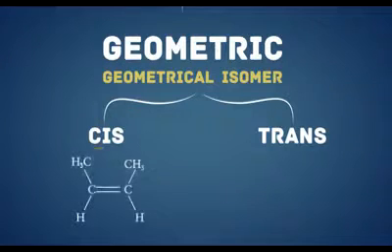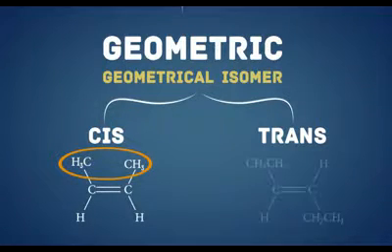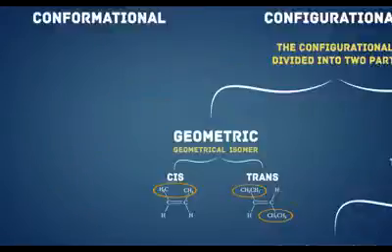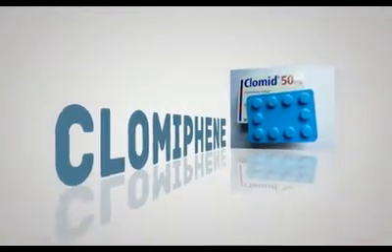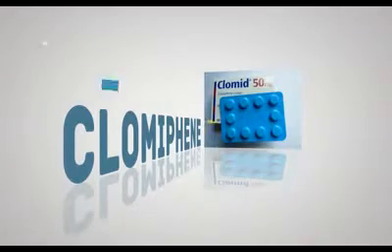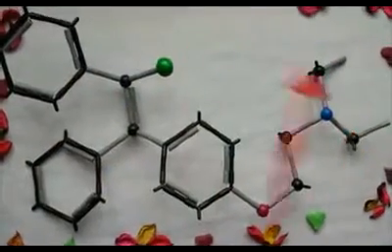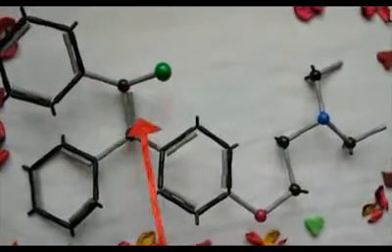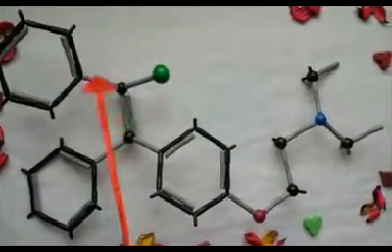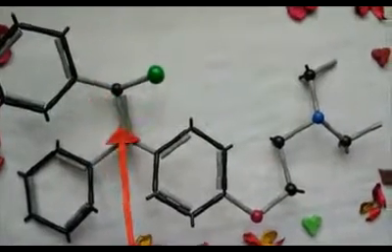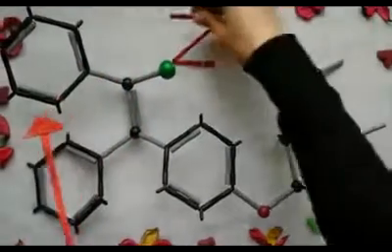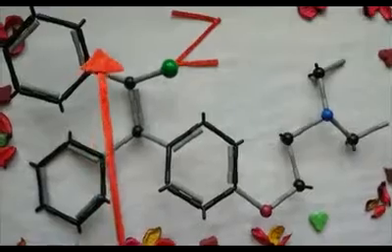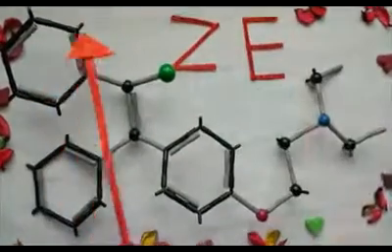Cis means the compounds have two groups on the same side. Trans means the compounds have two groups on the opposite side. For more explanation about cis and trans, we will take clomiphene. This is the structure of clomiphene, which contains a geometric isomer, because we have two carbons bound to each other by a double bond, so that leads to two isomers. The first one is cis, on the same side, and the second one is trans, on the opposite side.